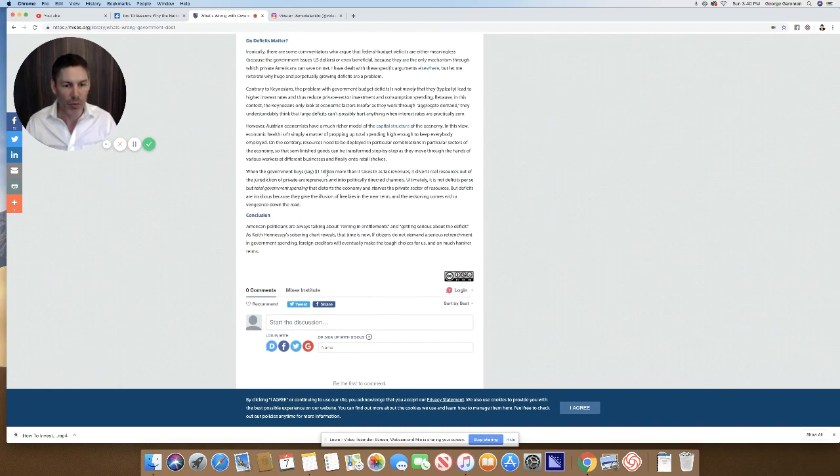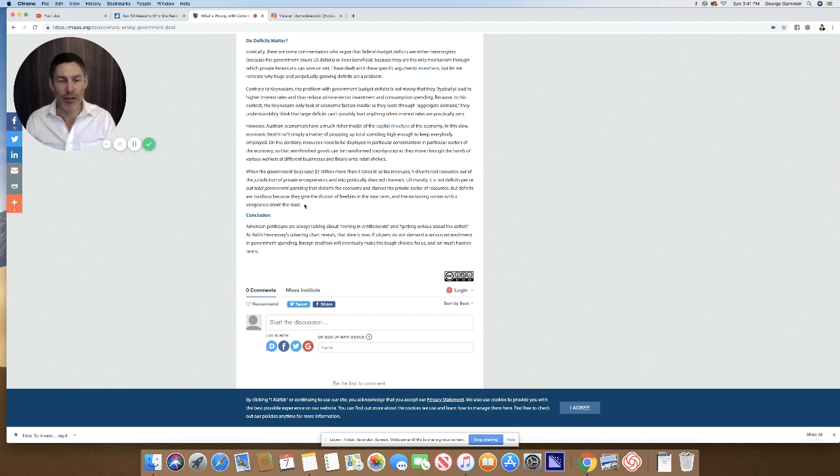When the government spends $1 trillion more than it takes in as tax revenues, meaning the deficit is $1 trillion in this example, it diverts real resources out of the jurisdiction of the private entrepreneurs and into the politically directed channels. Ultimately, it is not deficits per se, but total government spending that distorts the economy and starves the private sector of resources. But deficits are insidious because they give the illusion of freebies in the near term, and the reckoning comes with vengeance down the road. Spot on.